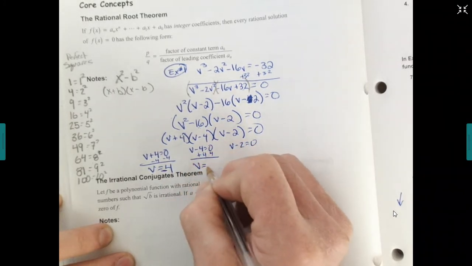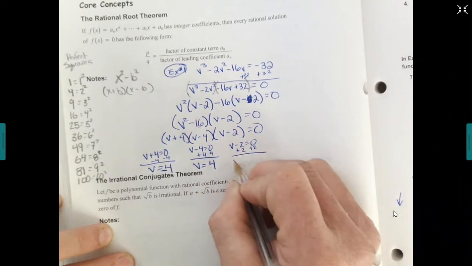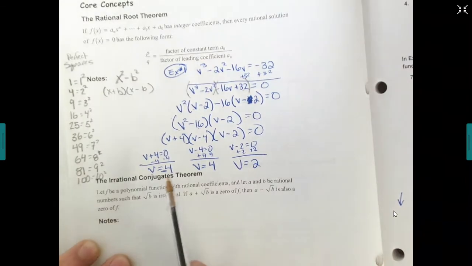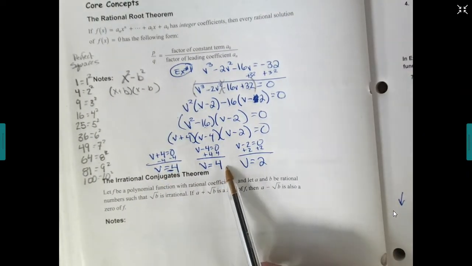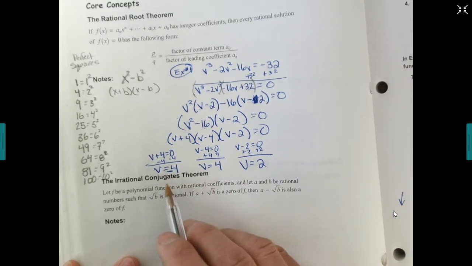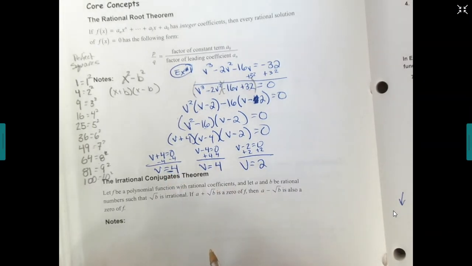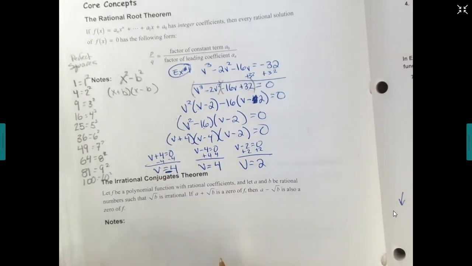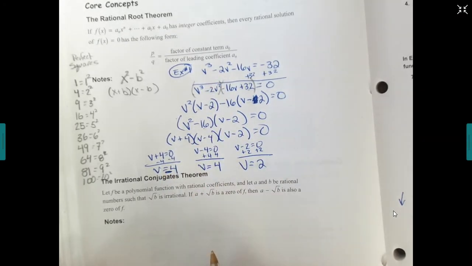I have v equals 4. And then I have v equals 2. So there are my answers. v equals negative 4, v equals 4, and v equals 2. So negative 4, 4, 2. Those are my answers. That's where this function crosses my x-axis.